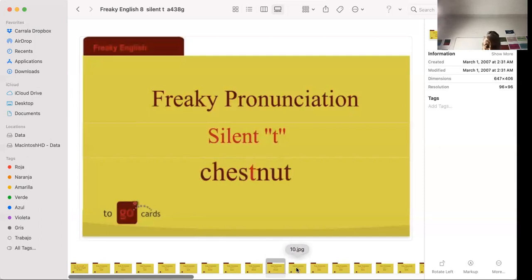Chestnut. Now the last T is pronounced, but not the middle T. Chest, but chest, without the nut, the T is pronounced. It's nuanced, it's subtle, but it's pronounced. But when you say chestnut, it's not pronounced, not even a little bit.